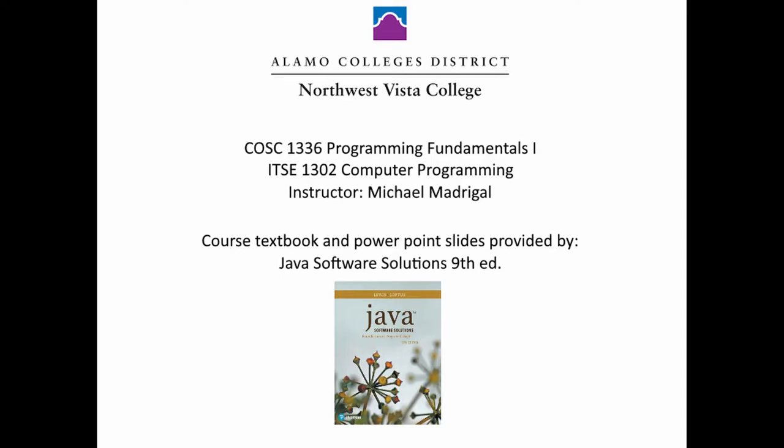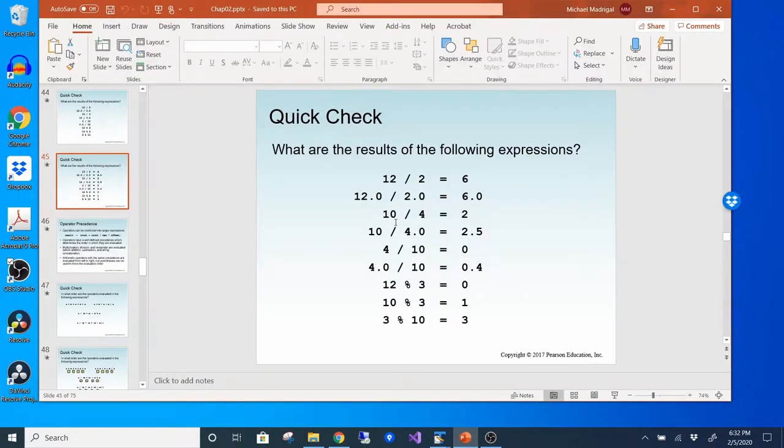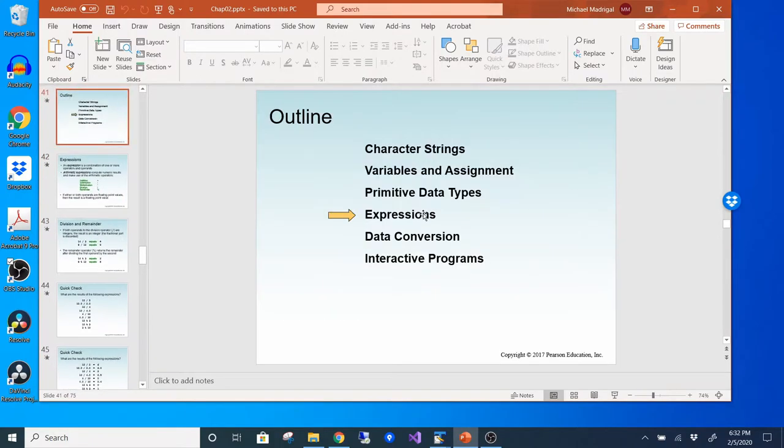Okay, so I'm going to go ahead and finish chapter two today. This is where I left off. The sections that we still got to finish are expressions, then data conversions, and then interactive programs. Interactive programs is actually really short. It's just talking about how to create interactive programs where you're using the Scanner class to read data from the user, like I demonstrated in the first lecture of chapter two.